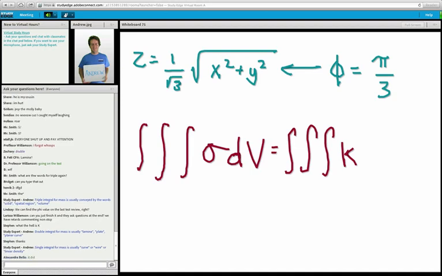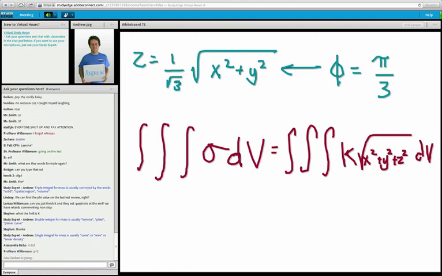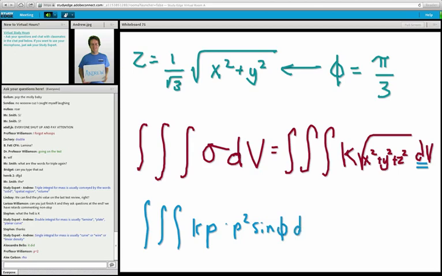Proportional to the distance. We need a K. The distance from the origin to a given point would be the square root of x squared plus y squared plus z squared. But because we're probably going to be doing spherical coordinates, we're going to convert. x squared plus y squared plus z squared is rho squared. So if I replace that by rho squared and take the square root, I get the integral of k times rho. Moreover, dV, the Jacobian for spherical coordinates, is rho squared sine phi d rho d phi d theta.